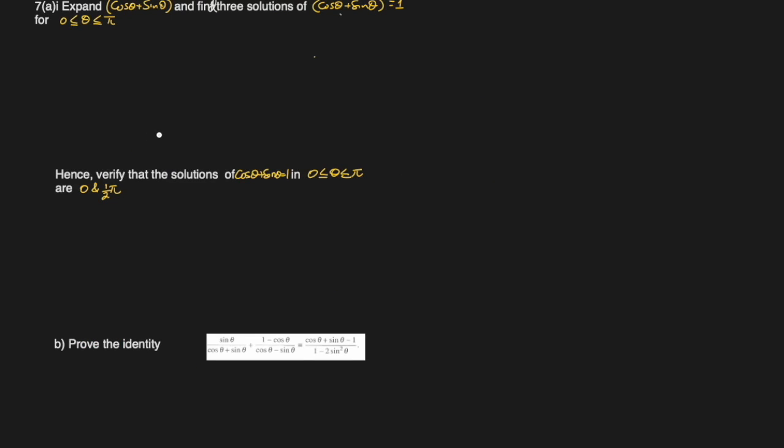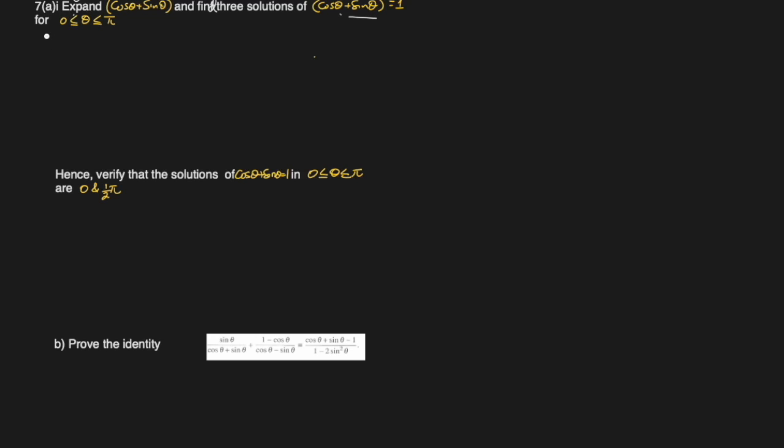Question number 7a part 1. Expand this and find 3 solutions of this equation. The domain given is 0 to pi, so the theta value should be between 0 and pi, both included. We have to expand first, because there are several ways of doing it, but they have given us the hint that we have to expand this one.